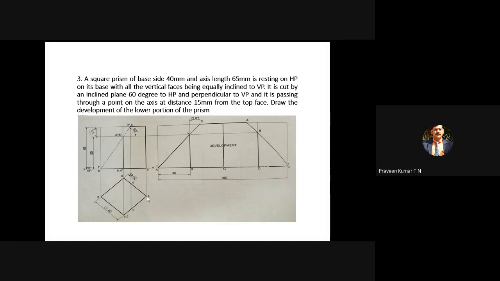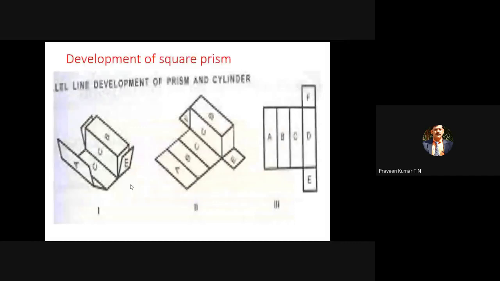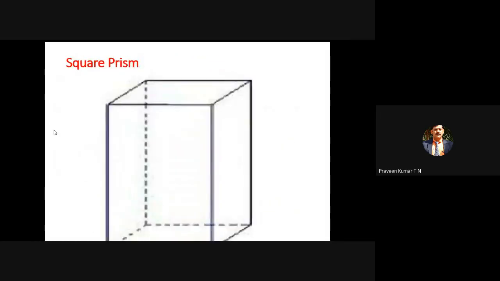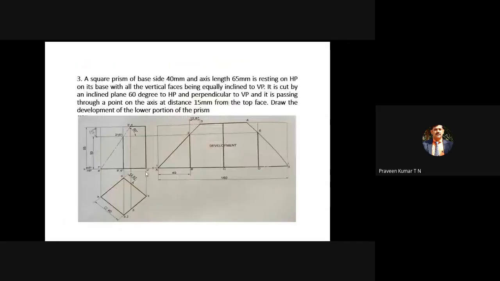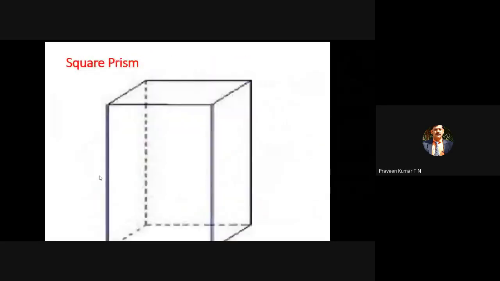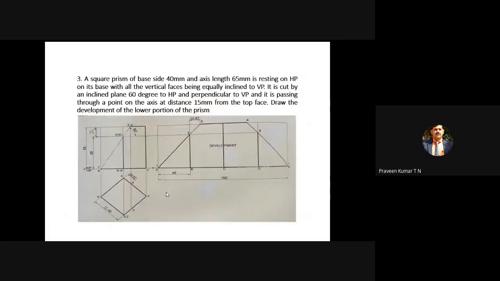A, B, C, D correspond to the top face. Imagine this leftmost top point is A. The corresponding bottom point is A1. Next, this top point is B, and the corresponding bottom point is B1. Similarly, the top point is C, and the corresponding bottom point is C1. Then D and D1. Better to write like this.